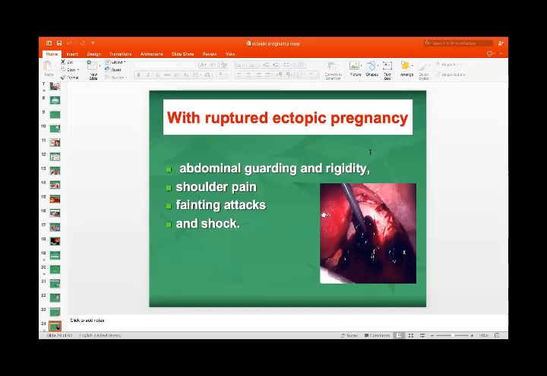If there is ruptured ectopic pregnancy, what will happen? There will be symptoms of acute abdomen. Tense and tender abdomen with rigidity and guarding. The patient will be pale, extremely pale. There will be shoulder tip pain due to the irritation of the diaphragm, and fainting attacks. She will have some history of syncopal attacks, and she may be in shock.